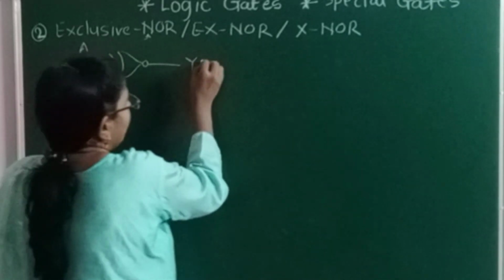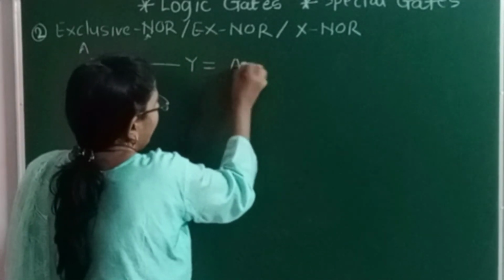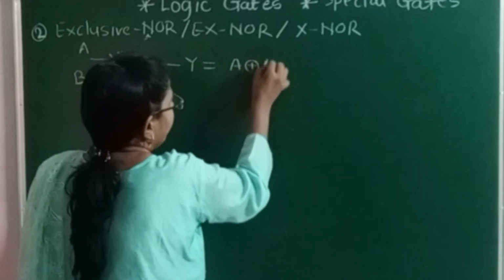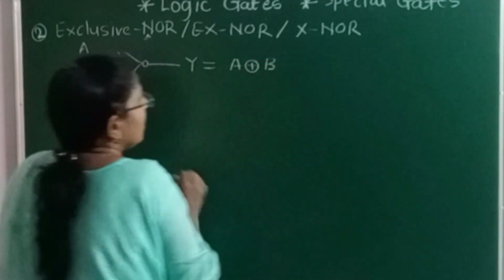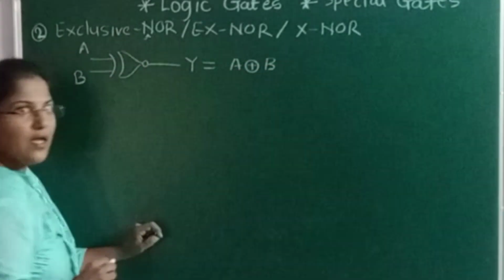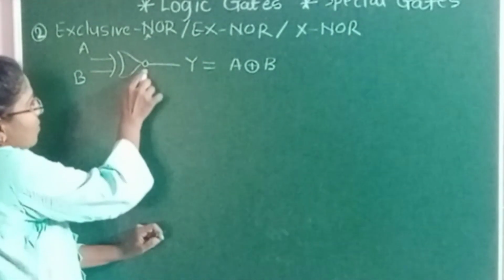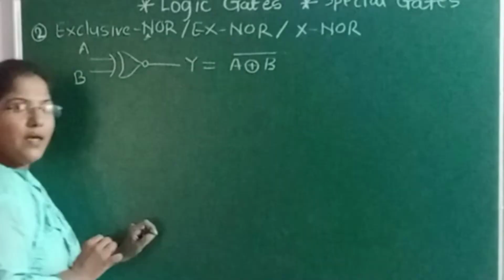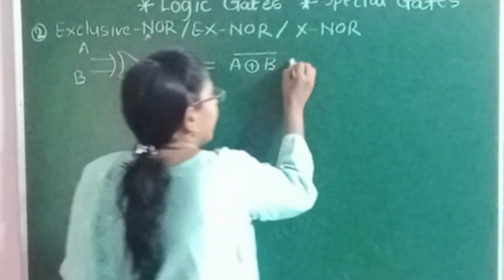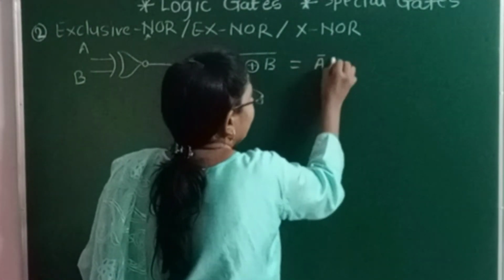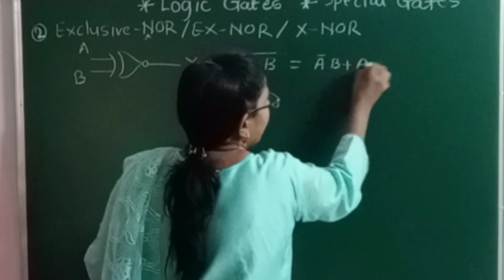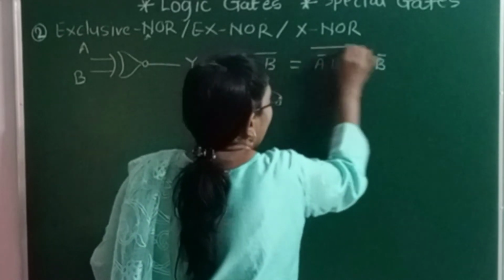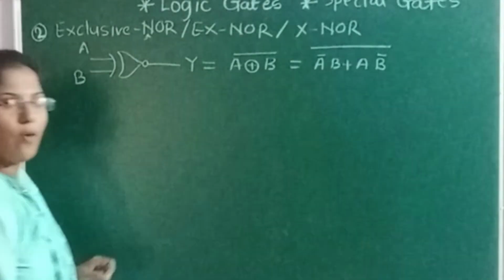And the output Boolean expression is A encircled plus B. Actually this is the expression of the XOR. Now the NOT operation is there, so just put a complement over it. Same, we can write it as A bar B plus A B bar, and its complement.